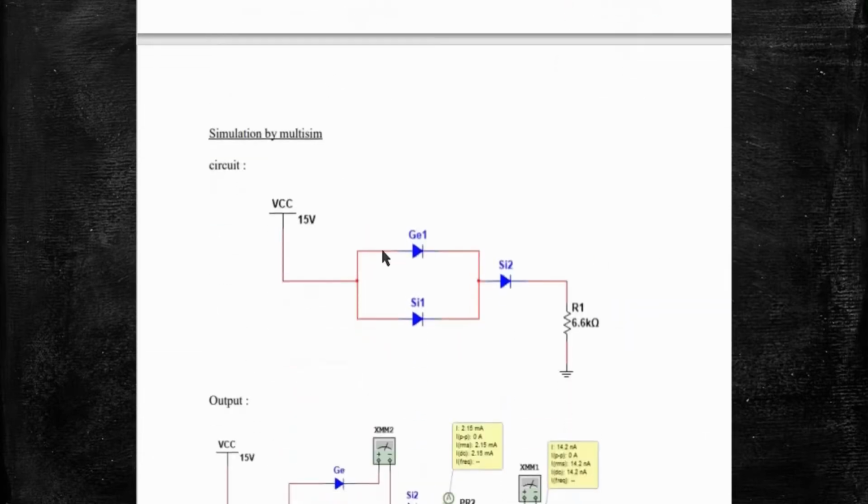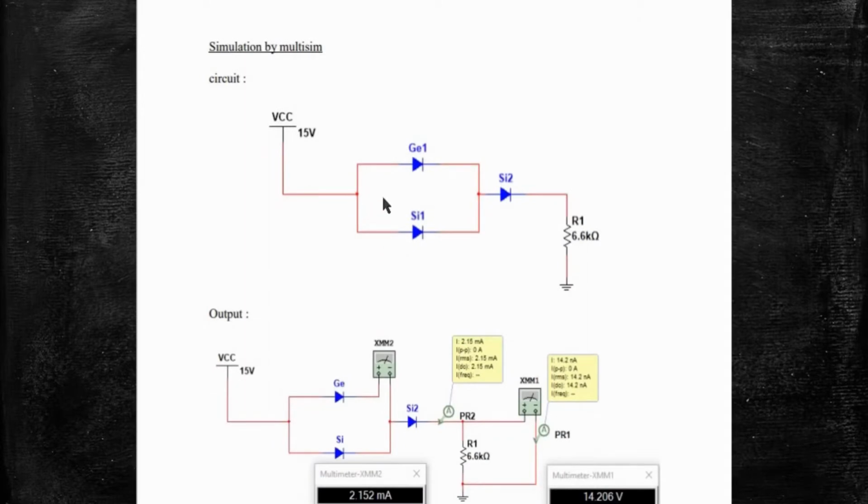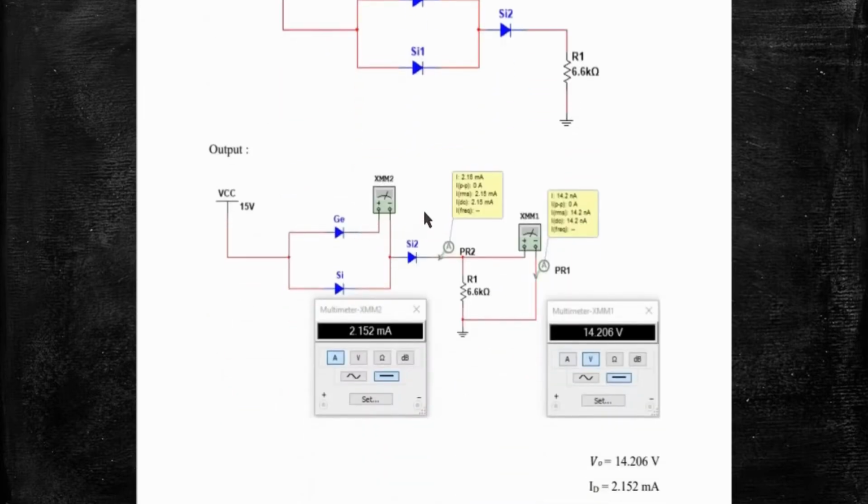Now we will go to the simulation part. This is the simulation where I have run the circuit using Multisim software. This is the circuit, and we connect a multimeter in Multisim to measure the values. The simulation is performed to show that what we use is correct based on the formula.